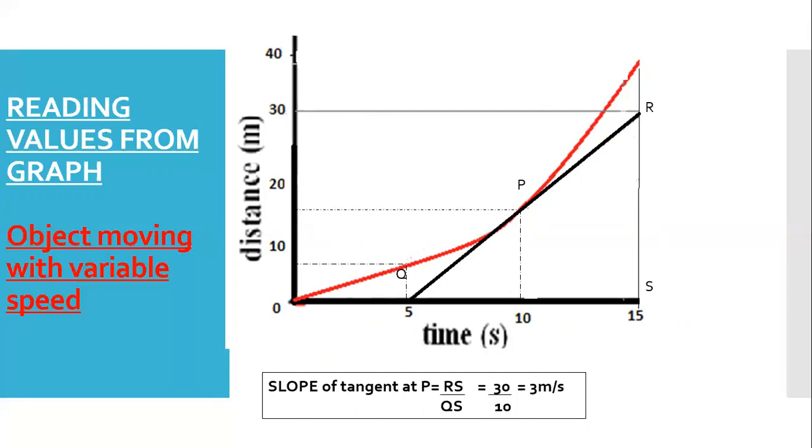Now, if you want to find the speed at any point on a slope or on a gradient, it's pretty easy. How will you find it out? You are just going to draw a tangent. So what is a tangent? As you have done in maths, a tangent is a straight line that just touches the curve at a point. It is just a straight line that touches a curve.